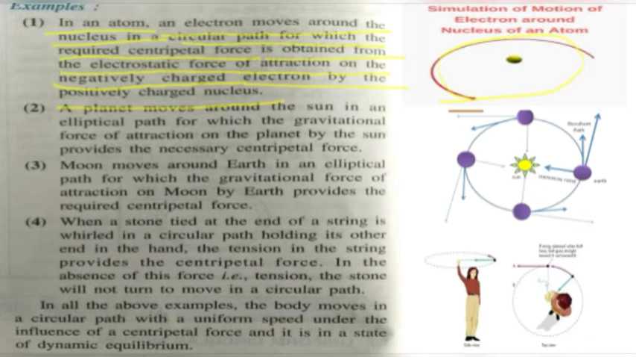It can be asked, in an atom, an electron moves around the nucleus, which type of example it is? You must write centripetal force.